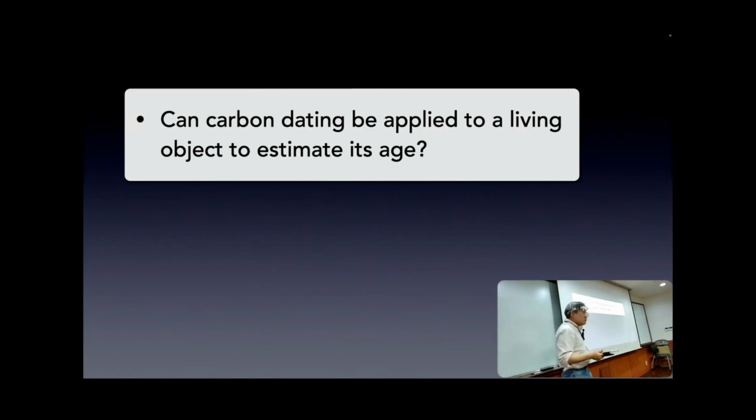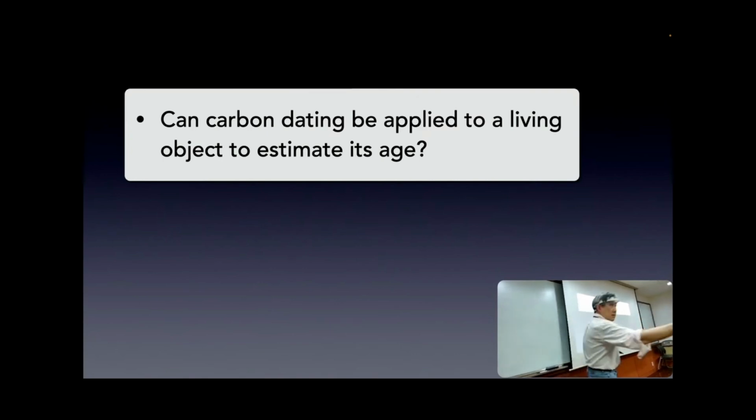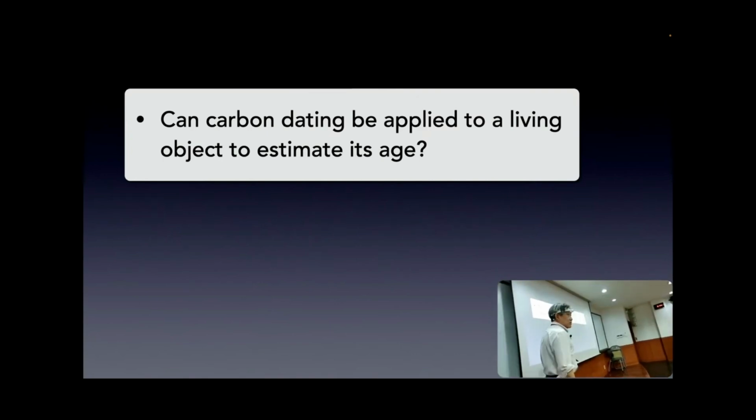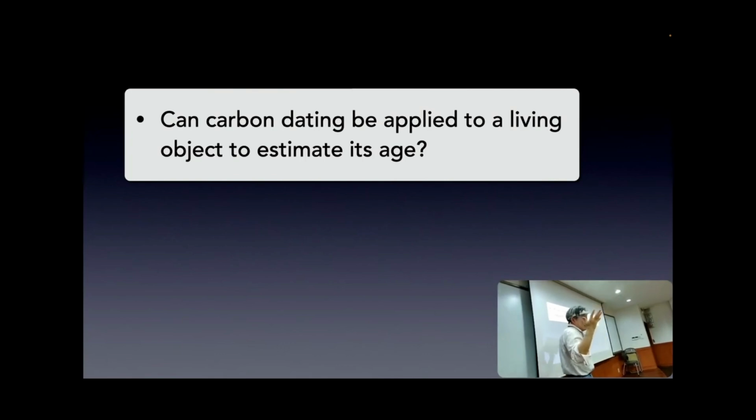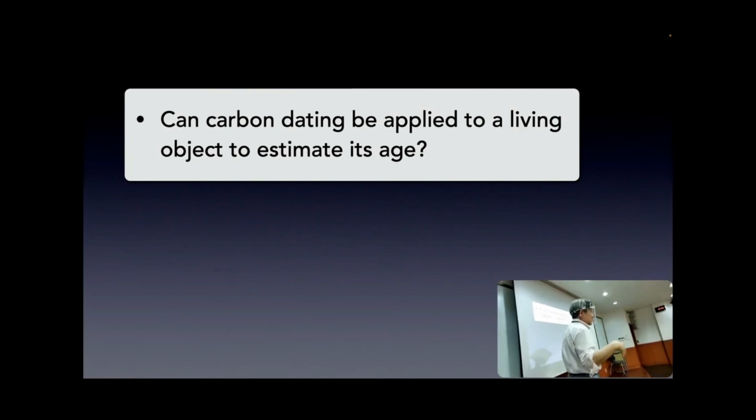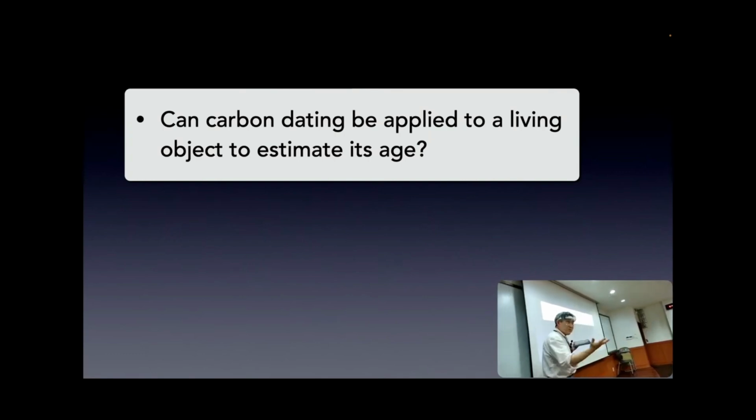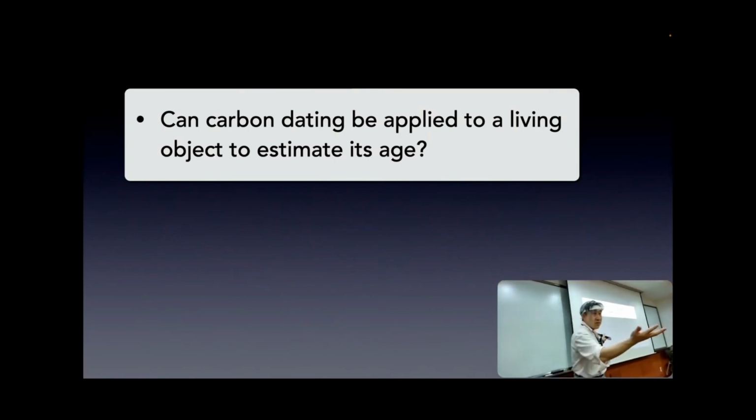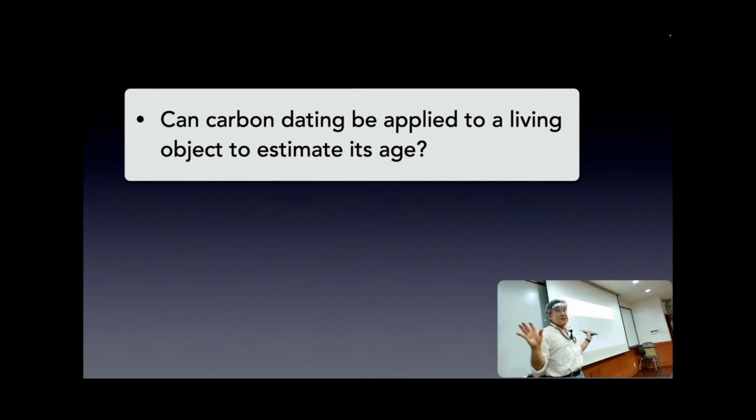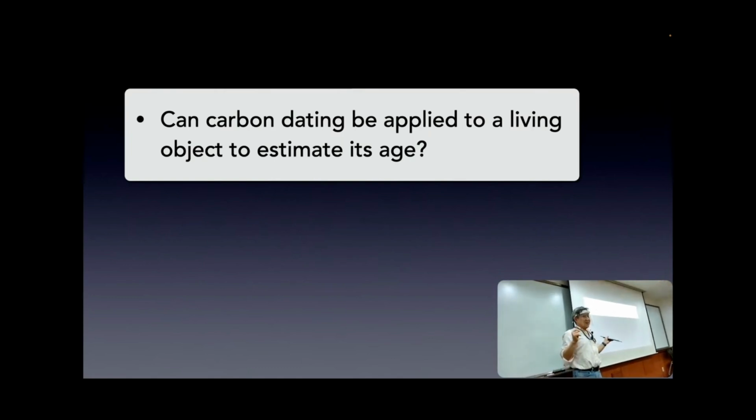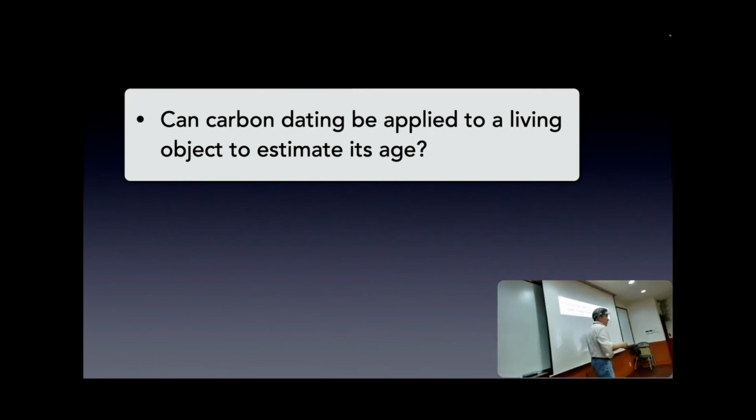Can we use this in estimating, like, lady, how old are you? You may answer, I'm 18, and I don't believe you, so let me check. Let me apply carbon dating to see if you are really 18 or maybe something like 64 years old. Can we do this? Theoretically? If so, why not? Why don't we do that?